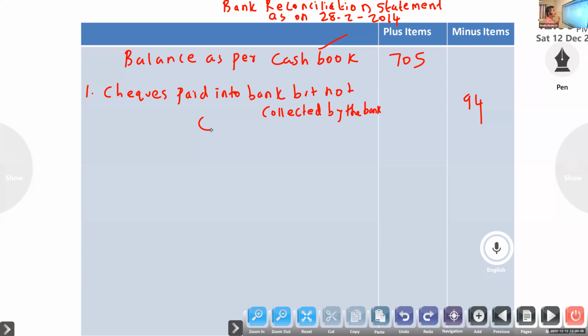It is a check deposited in bank but not collected. If you look at the passbook, one extra item is there, 220. What is this? It is recorded in the passbook, not in the cash book. So what can we think that is? Direct deposit by the customer into the bank.